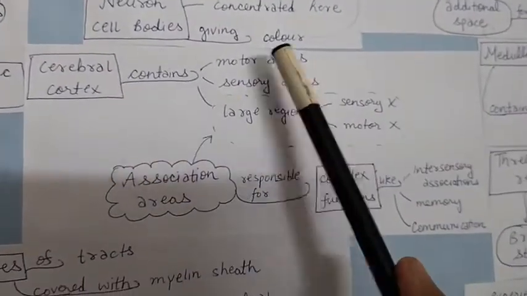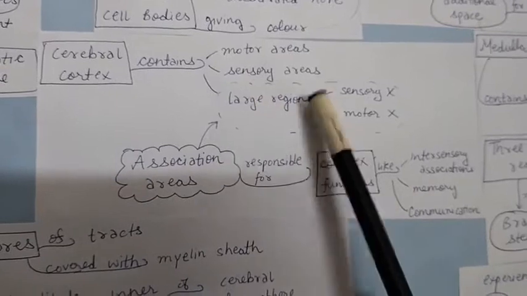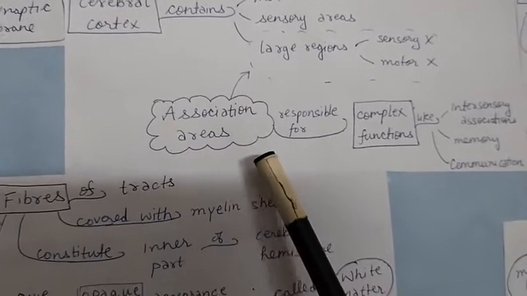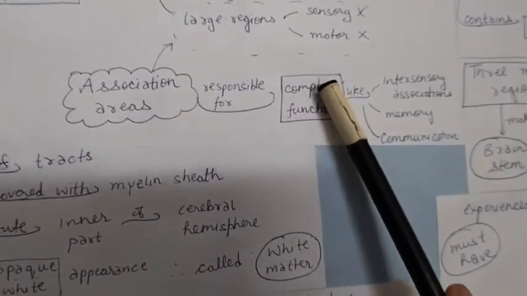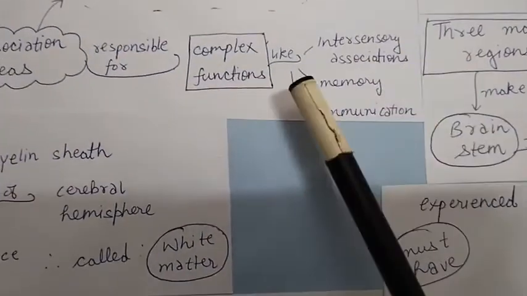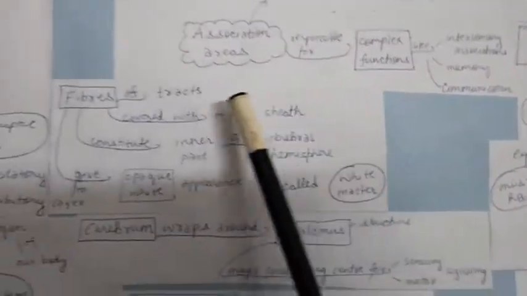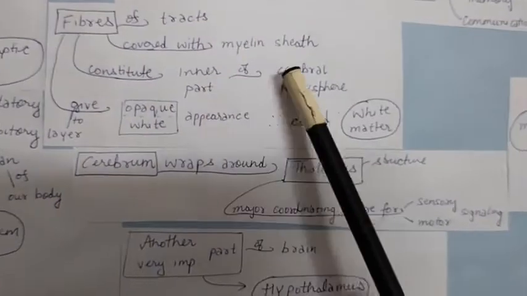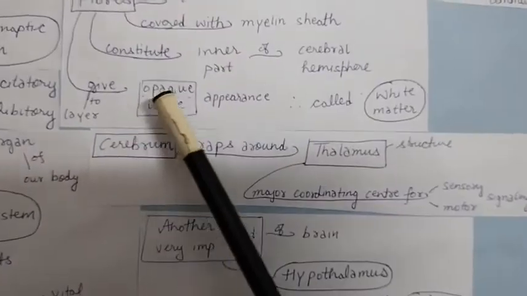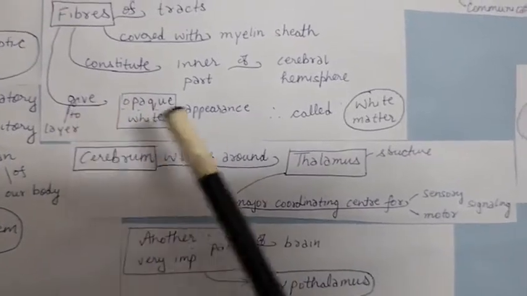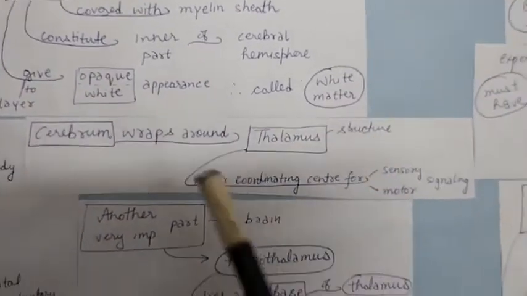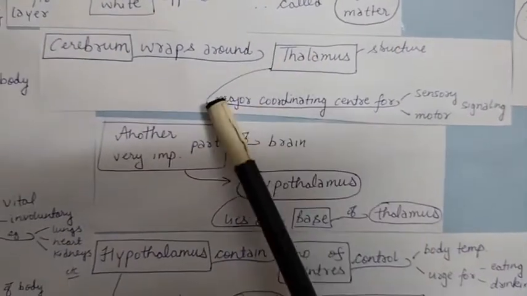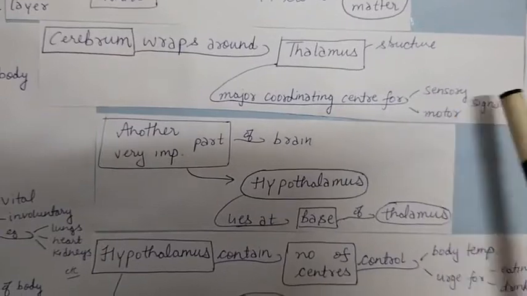The cerebral cortex contains motor areas, sensory areas, and large regions that are neither sensory nor motor. These are called association areas. These are responsible for complex functions like intersensory associations, memory, and communication. Fibers of tracts covered with myelin sheath constitute the inner part of the cerebral hemisphere. This gives an opaque or white appearance to the layer, and therefore it is called white matter. The cerebrum wraps around the thalamus. It is a major coordinating center for sensory and motor signaling.